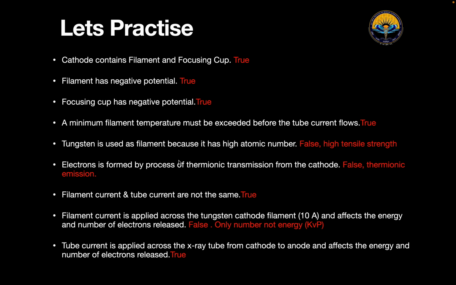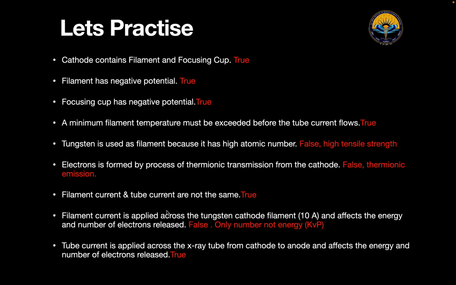Tungsten is used as filament because it has higher atomic number? No, it is used as filament because it has higher tensile strength. So it can be coiled easily. It has higher atomic number also. But the main reason why we use tungsten as filament is because it has a higher tensile strength. So we can coil it into multiple loops and we can effectively increase the effective surface area. Electron is formed by process of thermionic emission, not transmission.